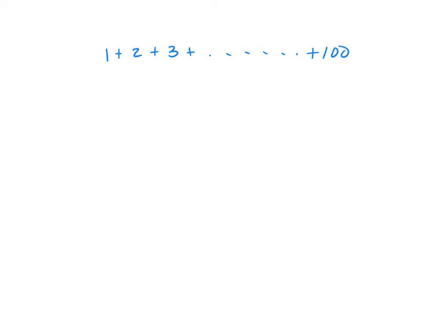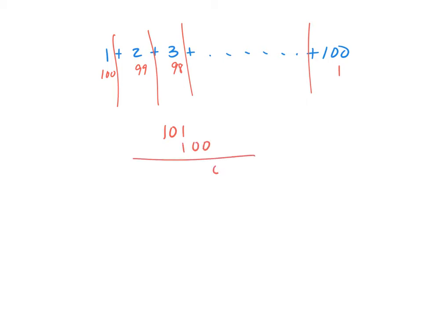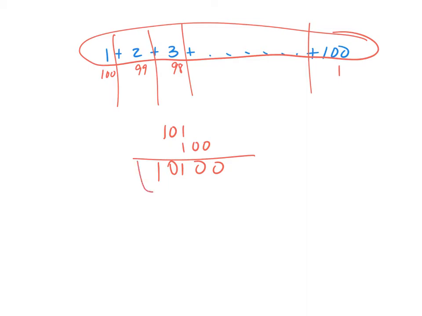And so he said, this is how I figured it out. So what he did was he started looking at the numbers backwards. So 100, 99, 98, all the way to 1, right? And he saw that all of these columns were worth 101, right? So you have 100 columns of 101. That's 10,100. But you only need half of them, so you divide by 2, and you get 5,050.